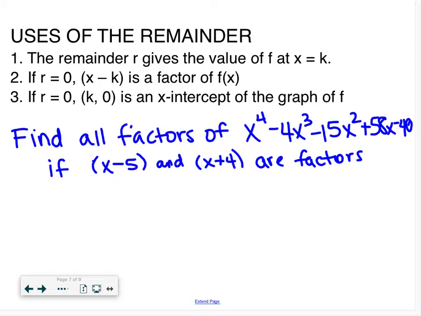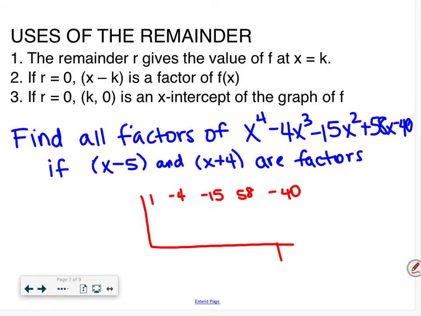Okay, I've given you a 4th degree polynomial. And I've given you 2 factors. Well, what do we know about x minus 5 if it is a factor? The remainder should be 0, right? So if we use synthetic division, 1, -4, -15, 58, -40. If we use synthetic division with x minus 5, we better get a 0 for our remainder, right?